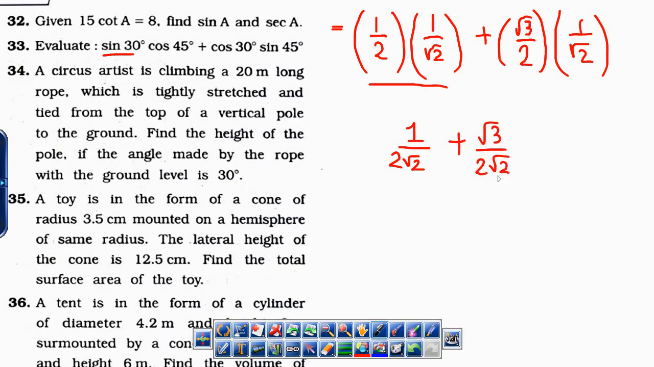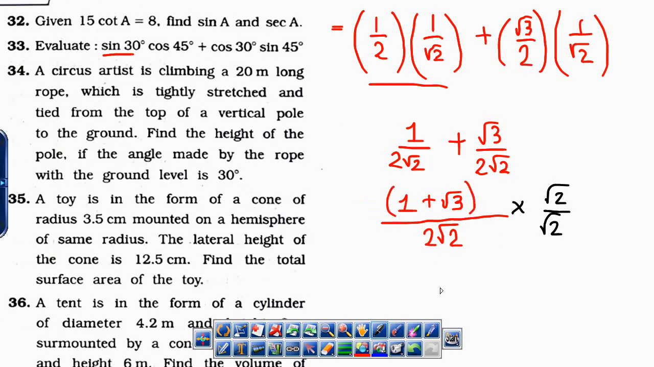The good thing is the denominator is same, no need to take any LCM, we can directly merge. 1 plus √3 upon 2√2. But rationalizing the denominator is compulsory, and to rationalize the denominator you will multiply only √2 and find the answer. √2 multiplied by 1 plus √2 multiplied by √3 upon √2 into √2, 2 2s are 4. This is the final answer of sum number 33.